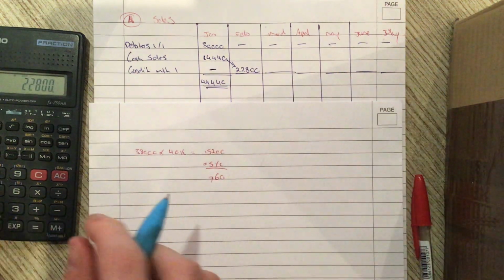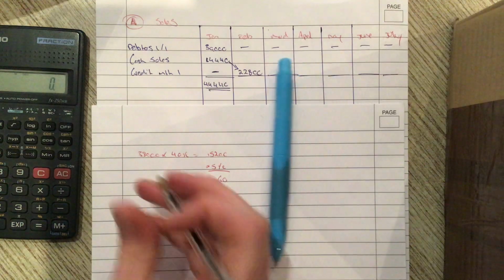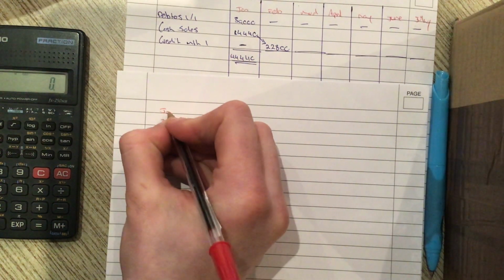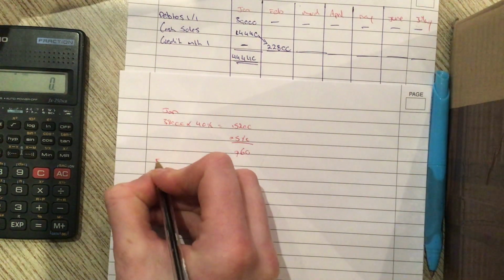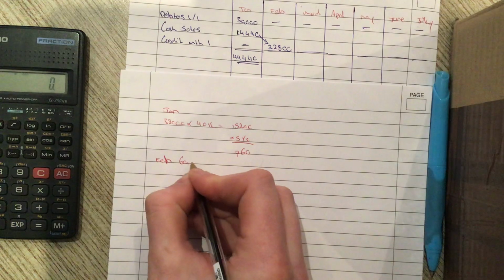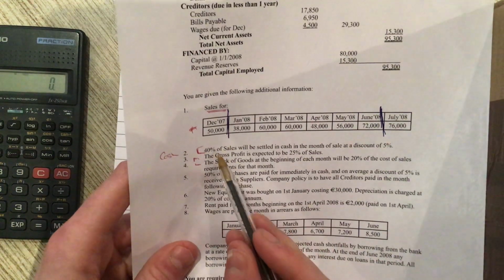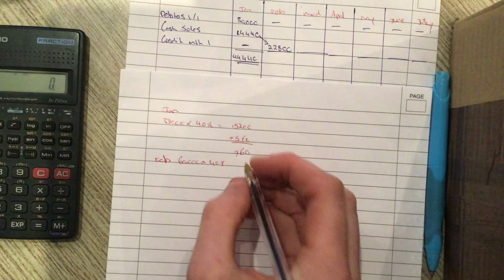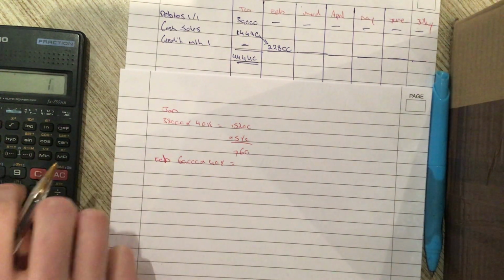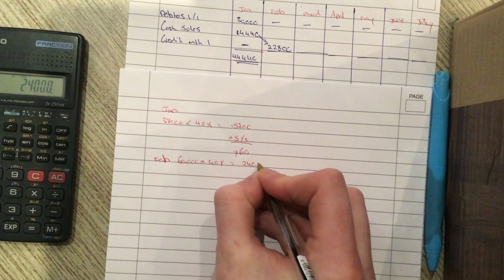February then. Same kind of protocol for February. That was for January, we'll do the same for February as well. So this is for February. I get my sales figure for February, which in this case is 60,000. Multiply that by 40%. Why? Because the rate in this case is 40% for cash sales. So 60,000 multiplied by 0.4, and I get 24,000 euros.